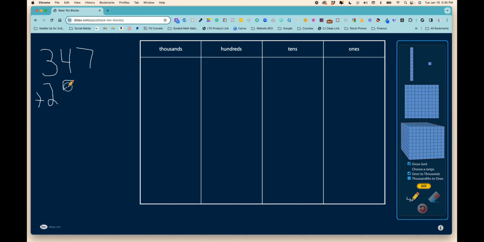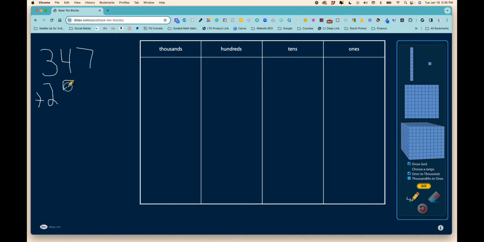I am going to take my grid away. Again, you are welcome to leave it there. So first, I'm going to build out the first add-in. So let's build out 300. And then underneath, I'm going to build out the second add-in. And we're going to build out 255. Now we are ready to solve.